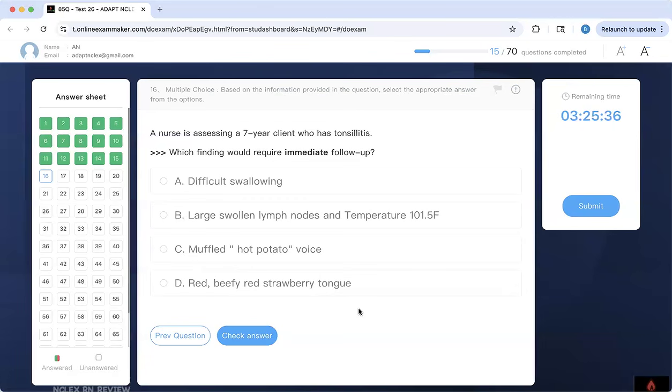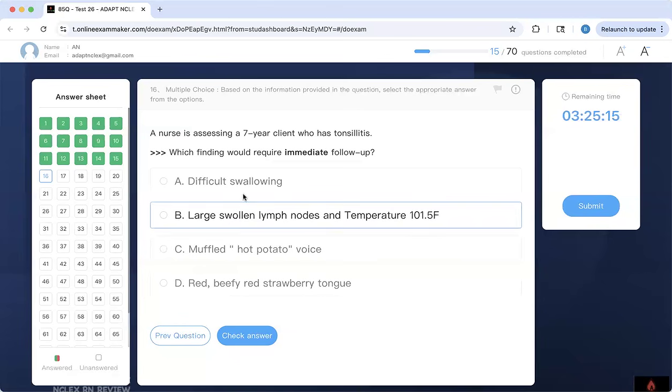When you pick the answer, I will tell you. You pick yours? Look at it. They say which one requires immediate follow-up. There's going to be an expected finding every time you see this kind of question, and they look worrisome. Tonsillitis, I should expect fever. Why do you want to pick B? Don't.